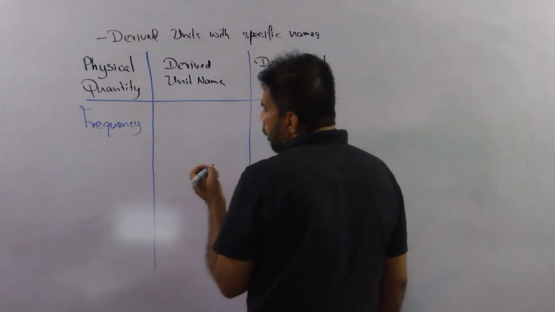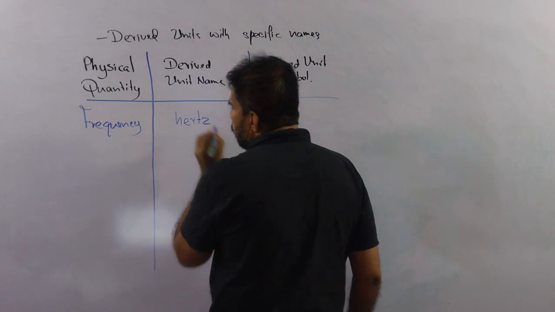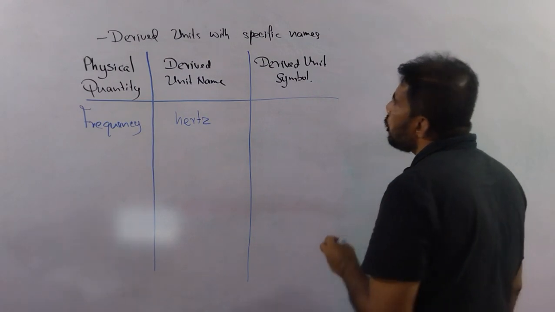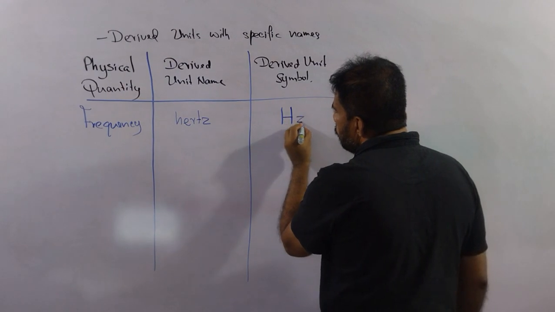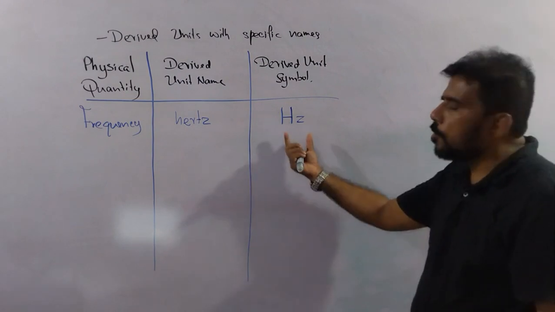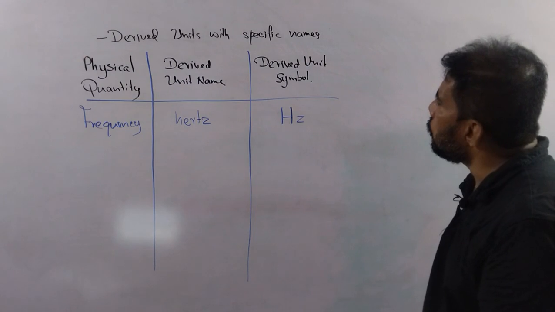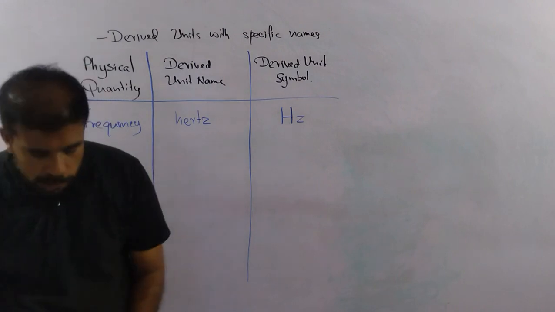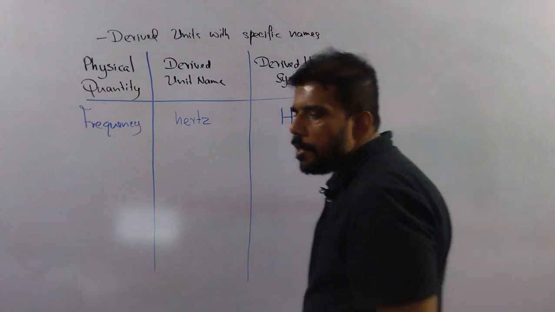The unit name, all simple, we have to write HERTZ, Hertz, one of the scientists' names, and the derived unit symbol is capital H and simple z. The rule for writing a scientist's name is with the first letter capital but not the other letters capital; we have to write the other letters in simple form.